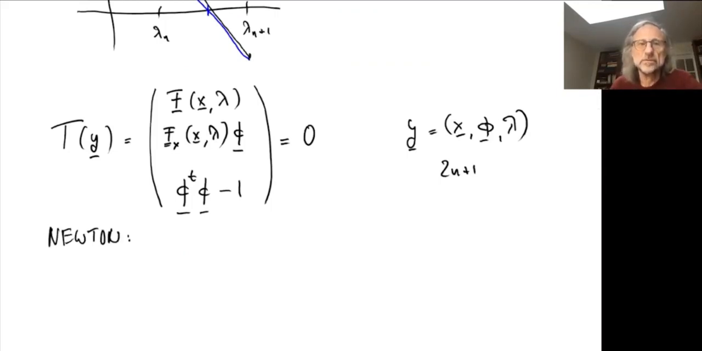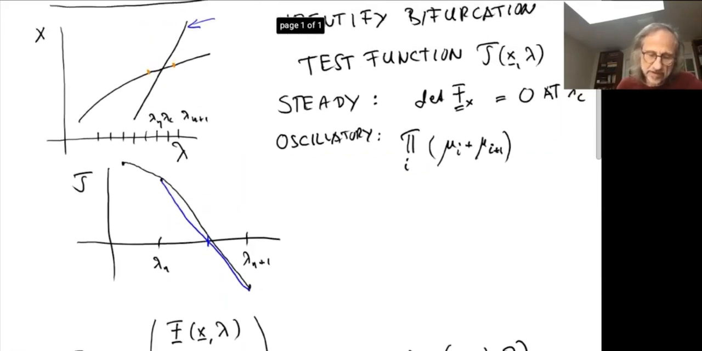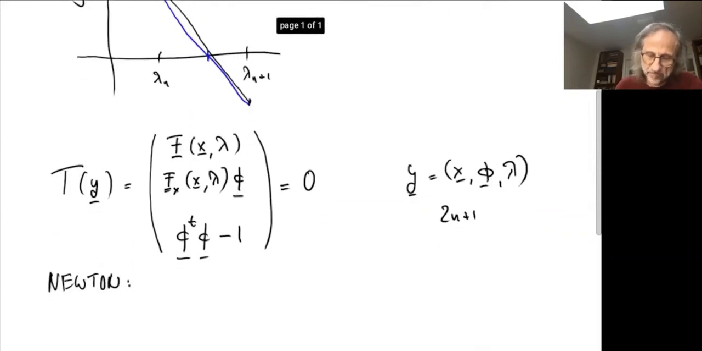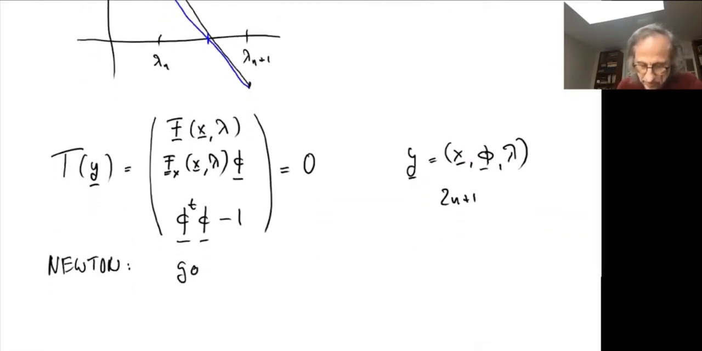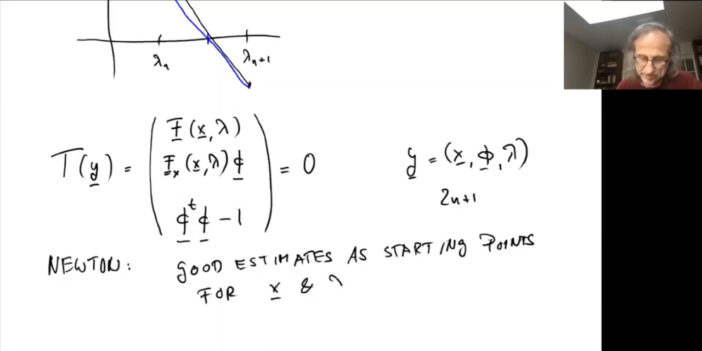Of course, for the Newton to be successful, you have to have a good starting point. So let's see. We need a good starting point for x. Well, as we said, we can get a relatively good estimate for x from our calculations that we've done so far. We calculate the solution at this point and at this point, then we can take the linear interpolation, so we get x relatively good at the bifurcation point. And same thing is true for lambda. So we have good estimates as starting points for x and lambda.